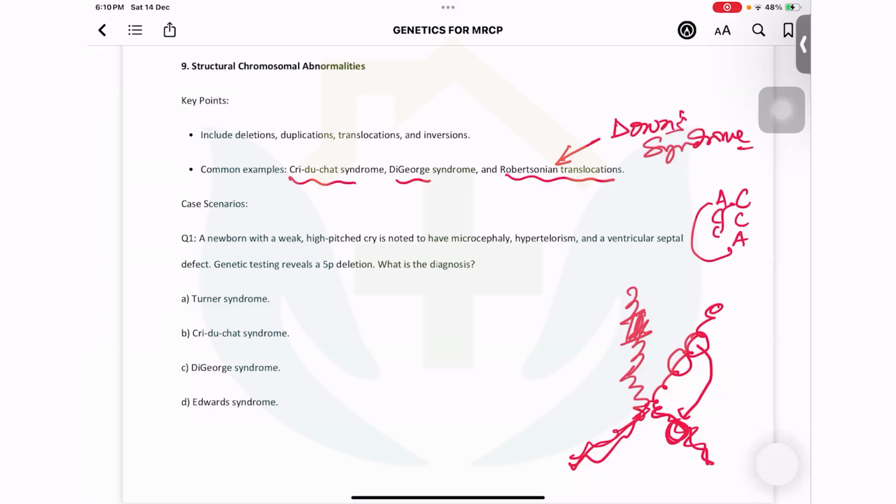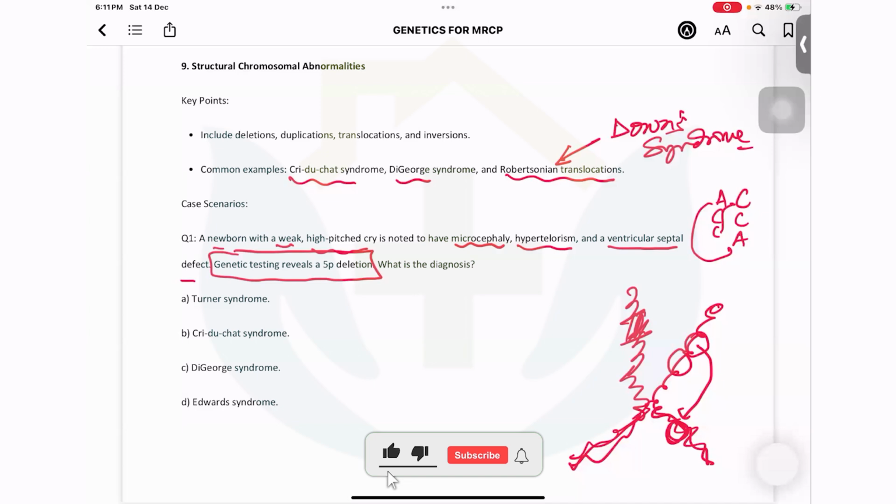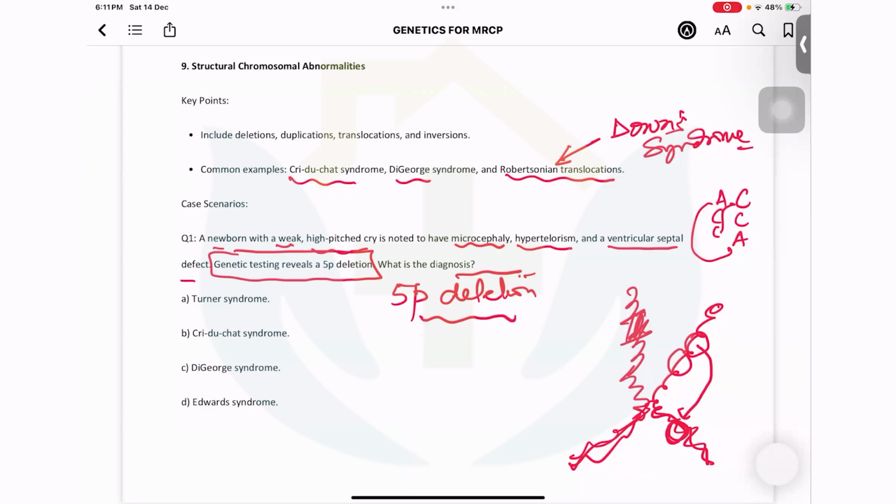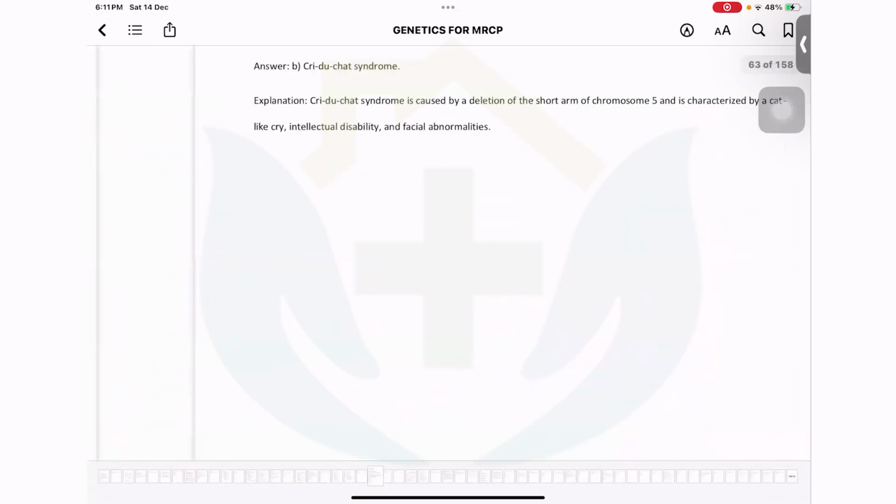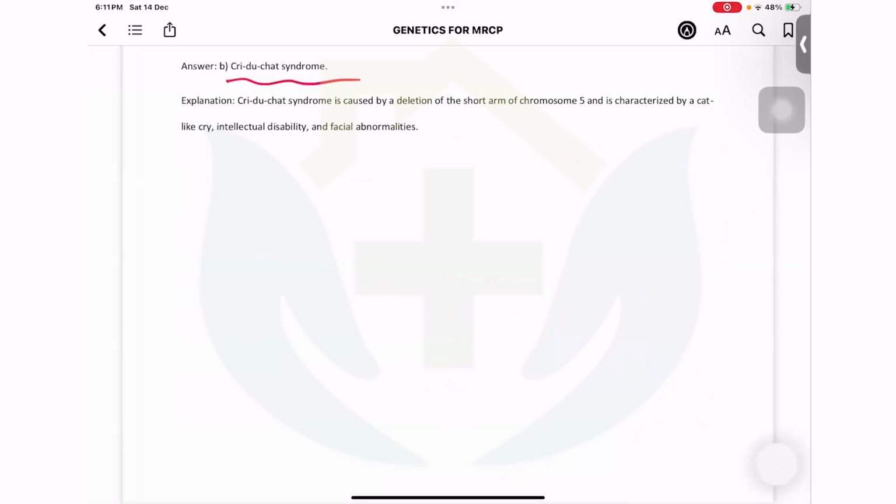Let us understand from questions how questions can come from structural chromosomal abnormalities. A newborn with a weak, high-pitched cry is noted to have a small head (microcephaly), hypertelorism, and a ventricular septal defect. Genetic testing reveals a 5p deletion. What is the diagnosis? Deletion is a structural chromosomal abnormality, you need to remember that. They can ask in this fashion also. Although the answer is known to everyone, it is Cri-du-chat syndrome.